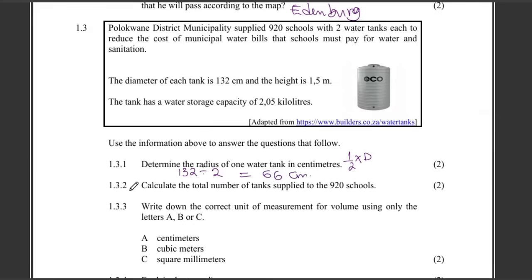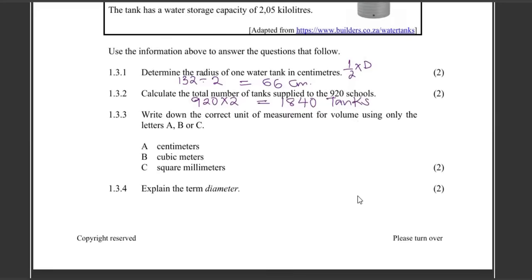Centimeters. Calculate the total number of tanks supplied to 920 schools. So if each takes 2, we have 920 times 2, which is 1,840 tanks. Okay, write down the correct unit of measurement for volume using only the letters A, B, C. So volume will always be cubic. So here we have the answer as B. Yeah, telling us, explain the term diameter.